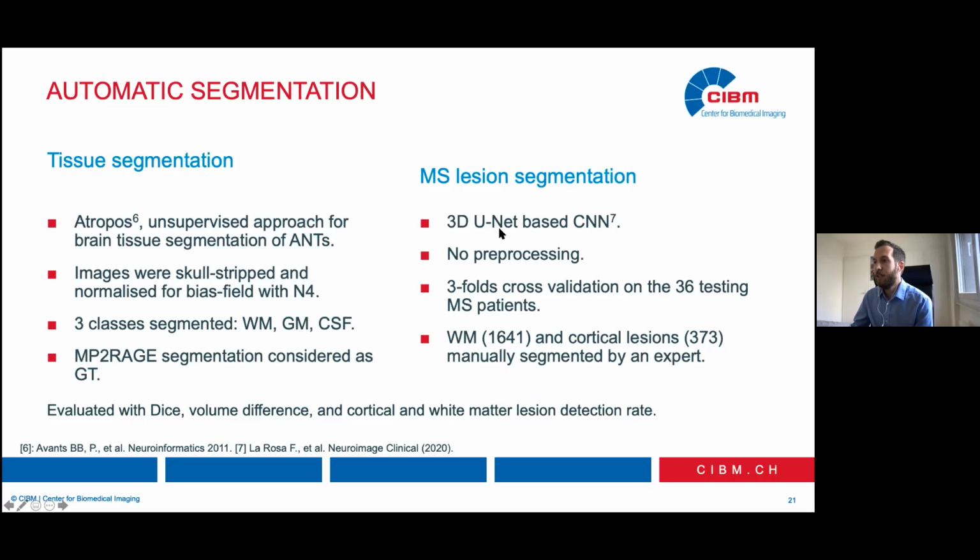On the other side, we also applied our in-house 3D UNet-based method for MS lesion segmentation. In this case, no pre-processing was necessary. We divided our 36 testing cases of the GAN in 3 folds for a cross-validation. And here we had the ground truth given by white matter and cortical lesions manually segmented by an expert. In both cases, we evaluated the Dice, the volume difference, and for the MS lesions, also the detection rate.